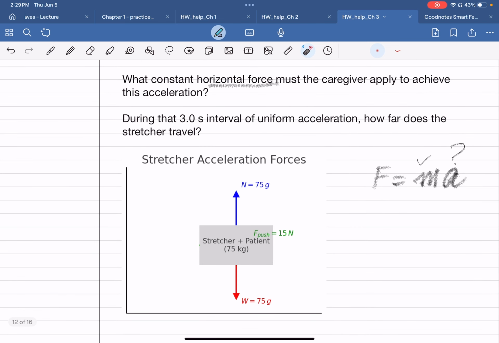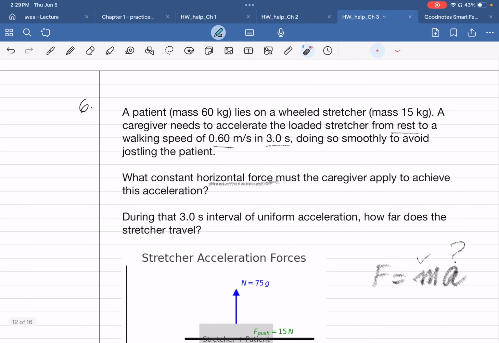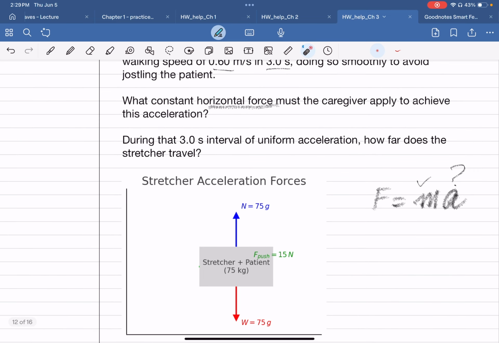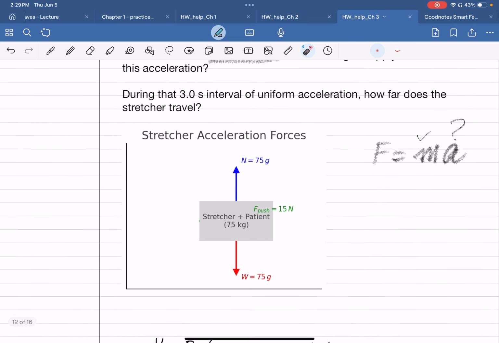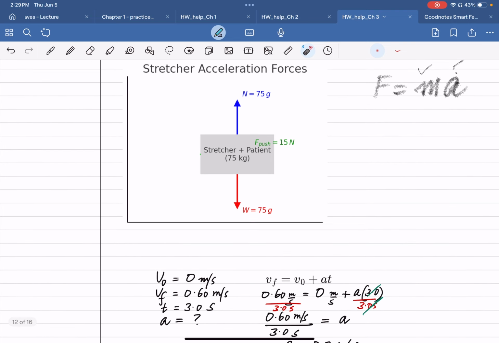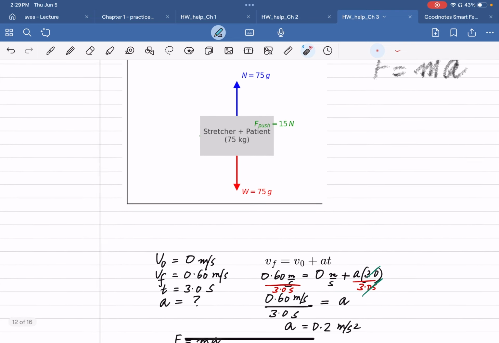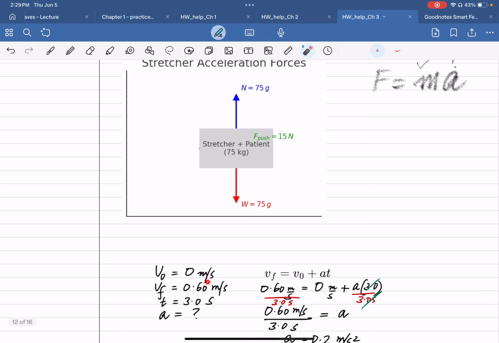Here's the free body diagram. The only force is the push force, which is what we're trying to find. The answer is already here, but we're going to find it. Let's see. Okay, from kinematics, the initial velocity is 0. This is the velocity that you've got to give it. That's the time. We've got to get the acceleration. All right, here is the formula which connects these four.